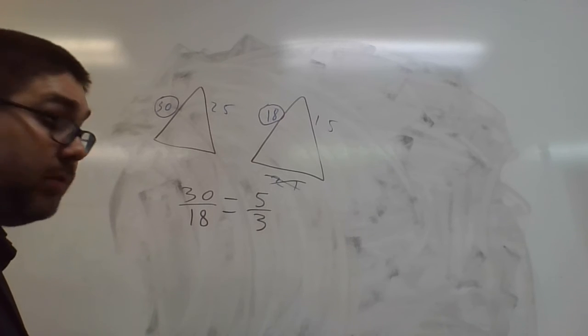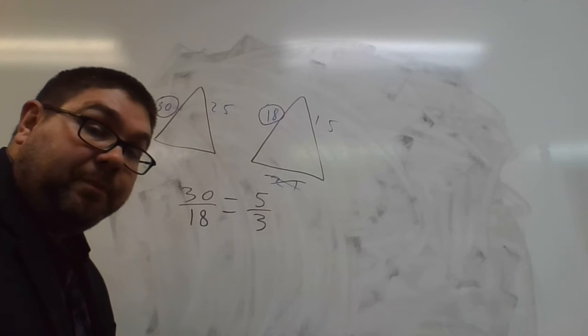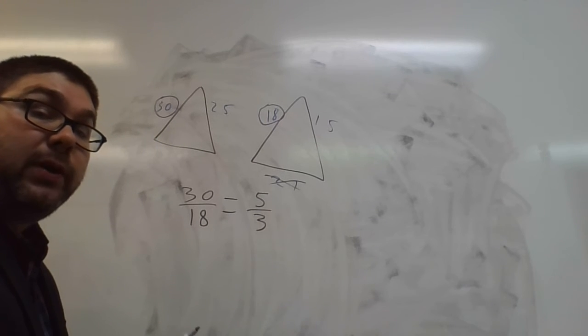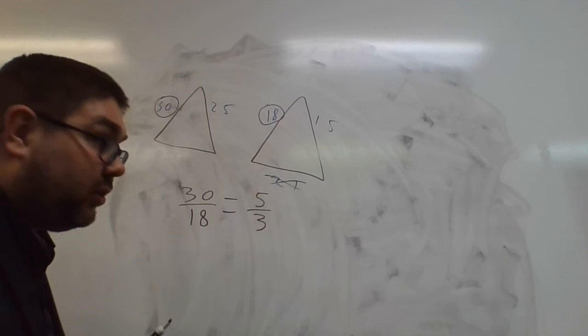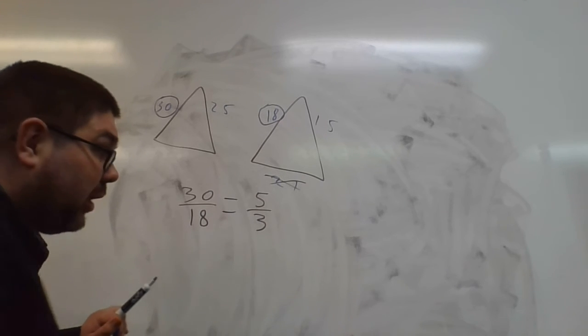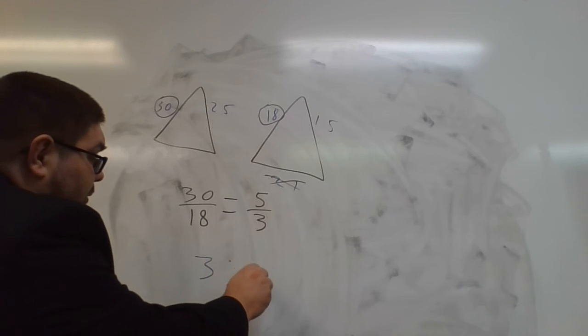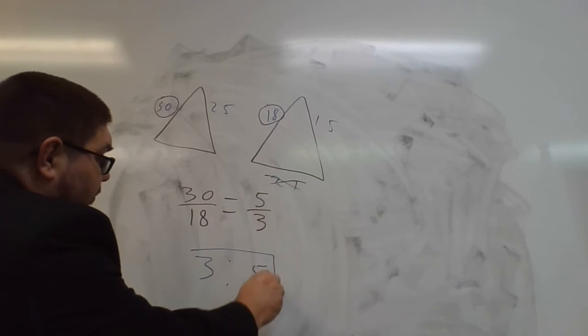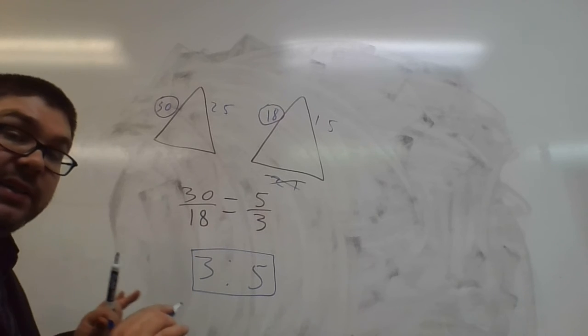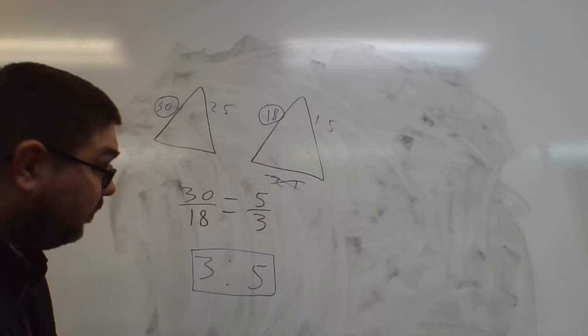Okay? Now I'm going to write it as a scale factor. Remember what I said before. I'm going to do it smallest to largest. So instead of writing 5 to 3, I'm going to write 3 to 5. And that's it.